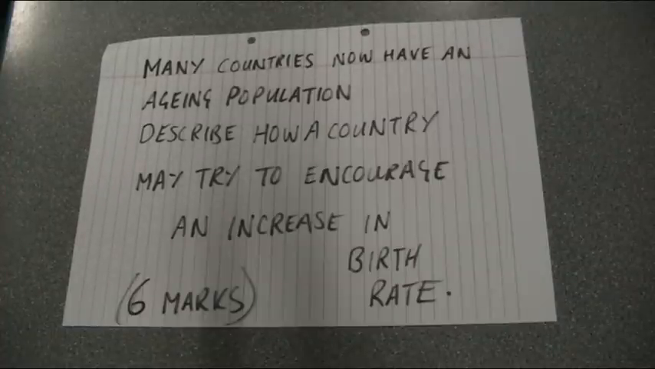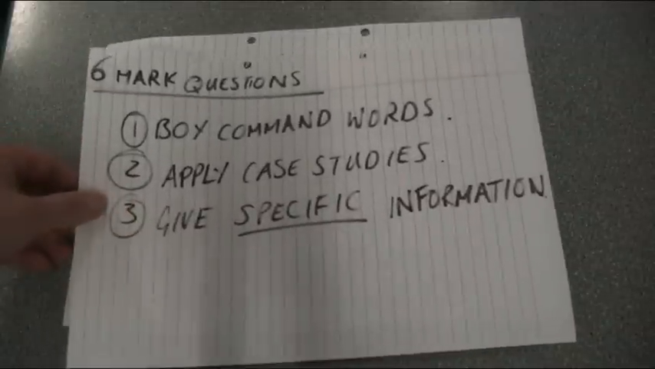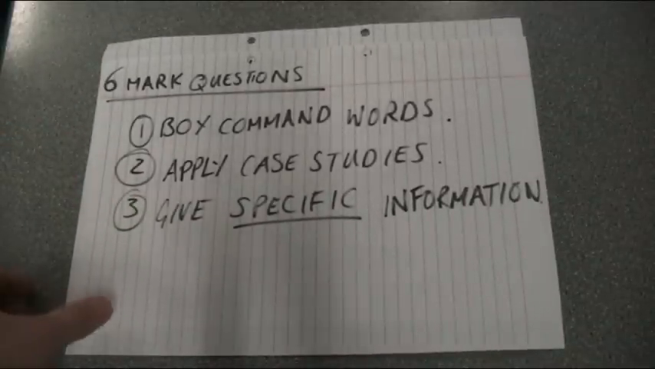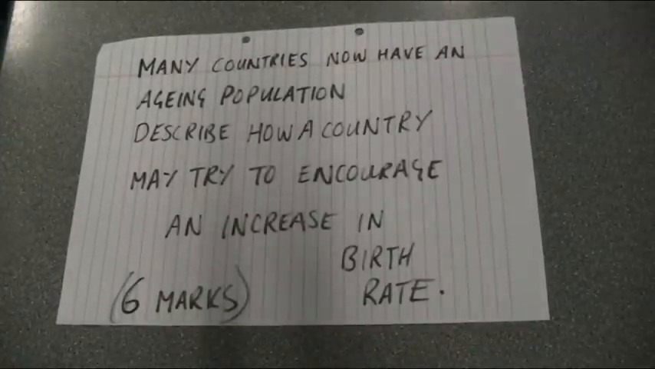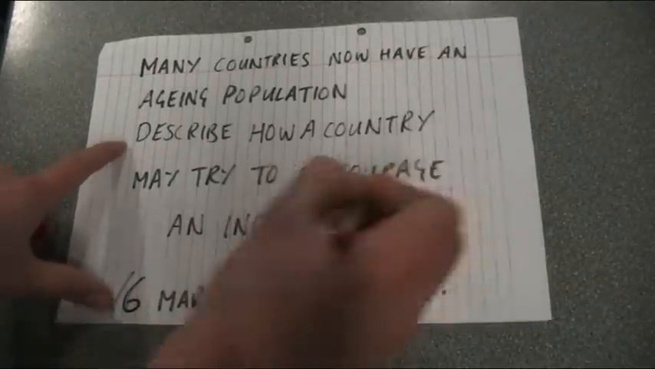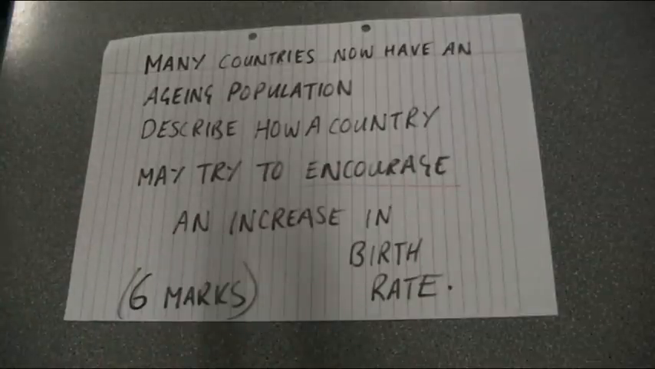Now, I want you for homework to have a go at answering this question again, and I really want you to think about what this question is asking you to do. Now, I said that you need to box the command words, apply case studies, and give specific information. Well, our command words in that question are many countries, because that tells us that we need to include a case study, describe, okay, and encourage an increase in the birth rate. Now, I would underline encourage, because if we underline encourage, we know that it's about something that's pro-natalist like France, rather than something which is about controlling birth rates, such as China. Okay, so you need to make sure that you're aware of that.